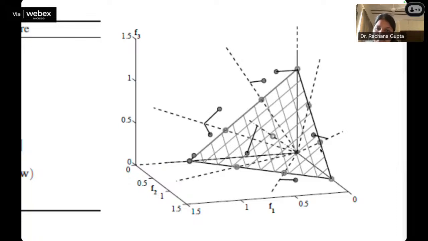Can you see this gray circle? When you plot these reference points, you can find it like this. Now to draw a line, from the origin of this objective space, draw a line to this particular reference point. So this becomes a reference line.